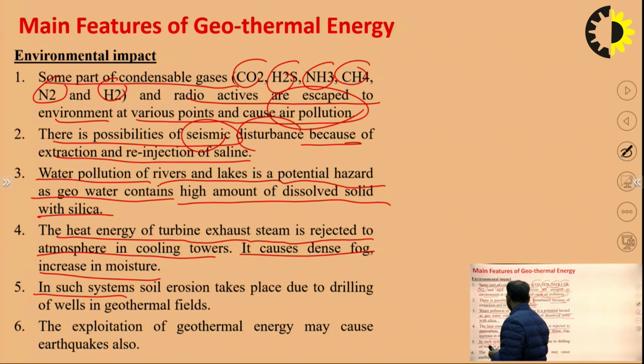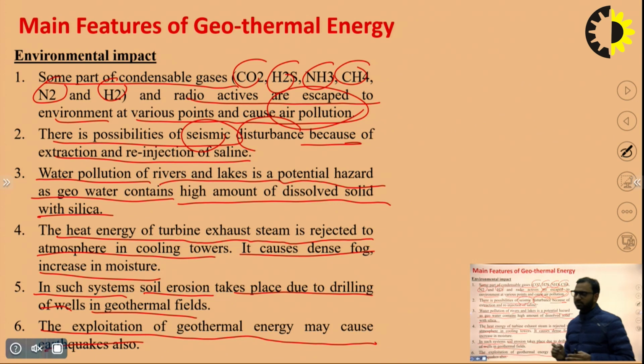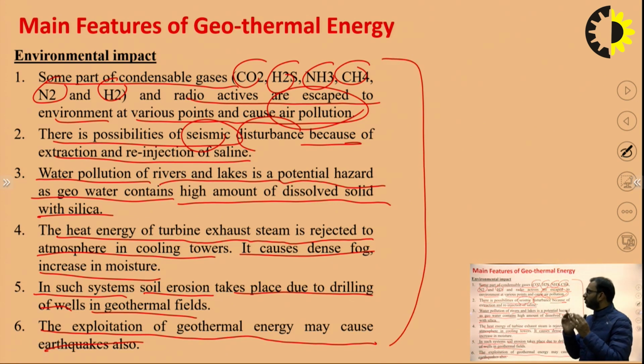Then in such systems soil erosion takes place due to drilling of wells in geothermal fields, and the last one is that the exploitation of geothermal energy may cause earthquakes also. So these are some environmental impacts of the geothermal energy system.